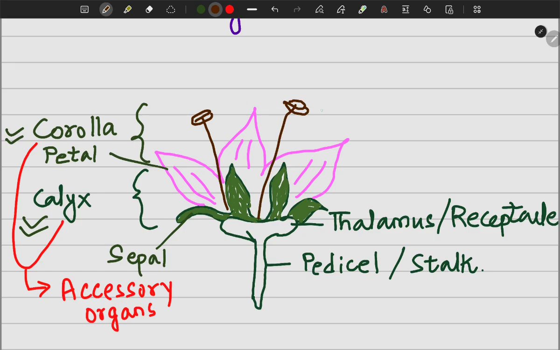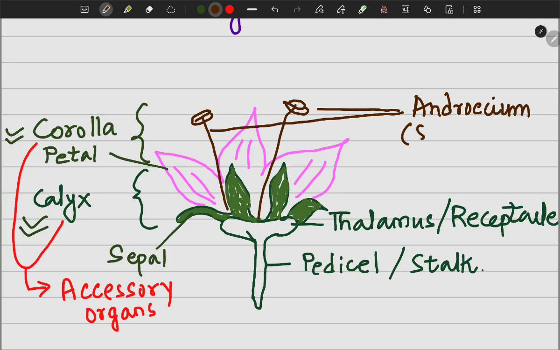So this structure is the stamen or androecium. We will call it androecium. And the single unit of androecium is called a stamen. Alright, so in the stamen, the pollen grains are produced. It produces male gametes. So it is a male reproductive organ of the flower.